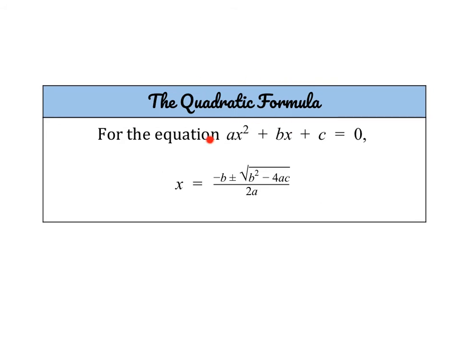So if you have the equation ax squared plus bx plus c equals 0, your equation needs to be set equal to 0. The formula to solve for x is negative b plus or minus the square root of b squared minus 4ac, all over 2a. One thing I want to point out is this negative b is part of the numerator. A lot of people let it end up floating outside of the fraction. You need to make sure it is included as part of your numerator.